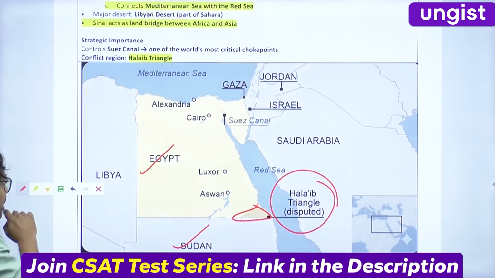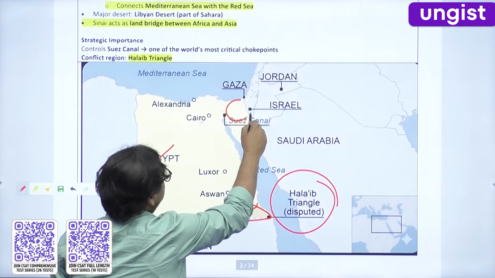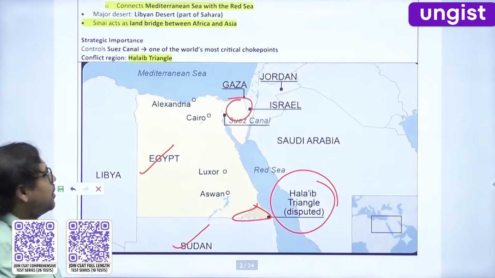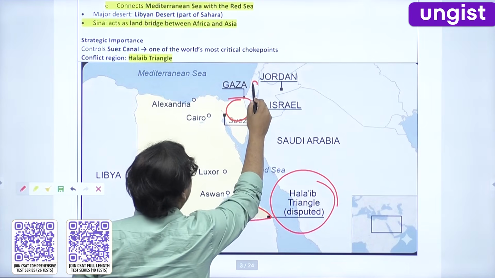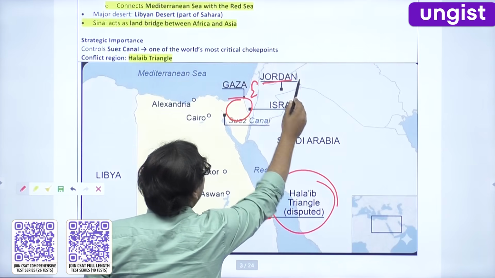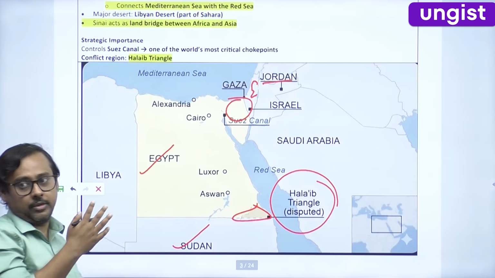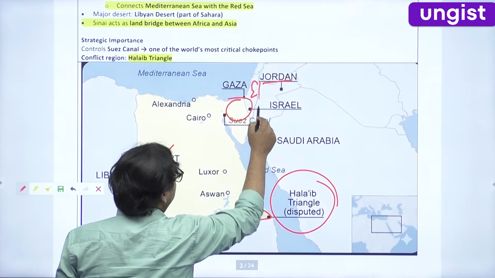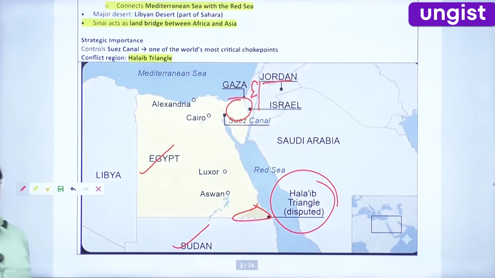Now, as we discussed previously, what is this particular region called? Sinai Peninsula. West Bank is here. This is West Bank. Jordan, do you remember Jordan River? I told you, West Bank is west of the Jordan River, right? Here is the Jordan River. Here is your West Bank. This is your Sinai Peninsula.